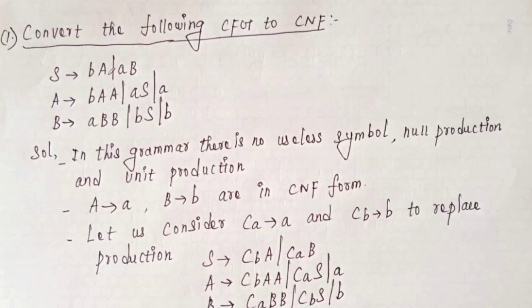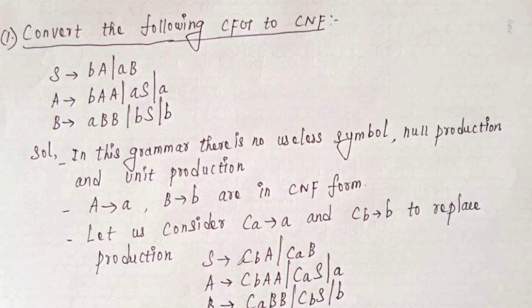By replacing small a and small b, introduce new non-terminal symbols C base A and C base B. So a is assigned to C base A, b is assigned to C base B. A tends to small a and B tends to small b are in Chomsky normal form. The remaining productions are not, so we introduce the new non-terminals CA and CB. Instead of b, substitute C base B. Instead of a, substitute C base A.